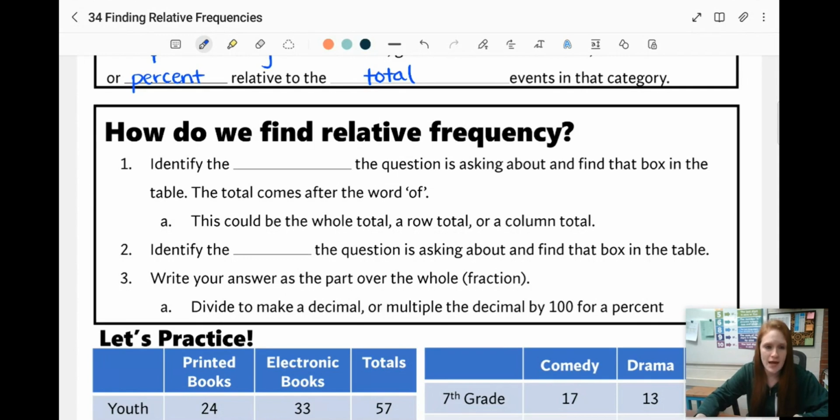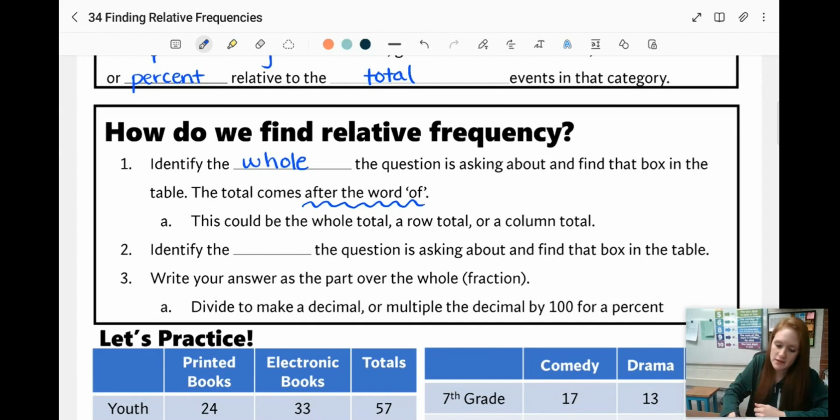So the first step when we're trying to find relative frequency is to identify the whole the question is asking about. Is it asking about males? Is it asking about females? Is it asking about sixth graders? Is it asking about all people surveyed? Okay, and we're gonna find that box in the table. The total comes after the word of. Okay, so if you're trying to figure out where is this total, I don't know what it's looking for. A cue to you would be to look for that word of and see what comes after it.